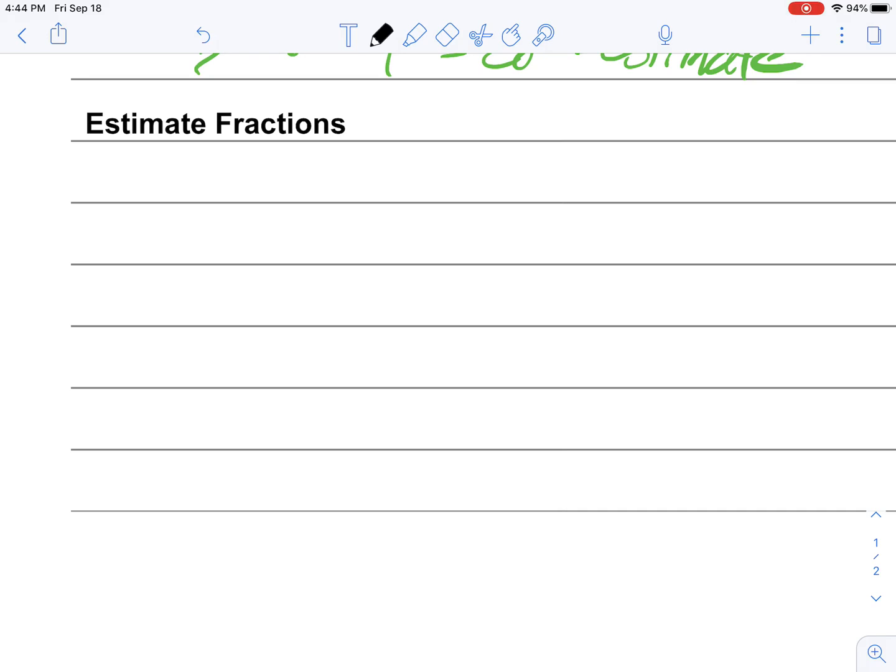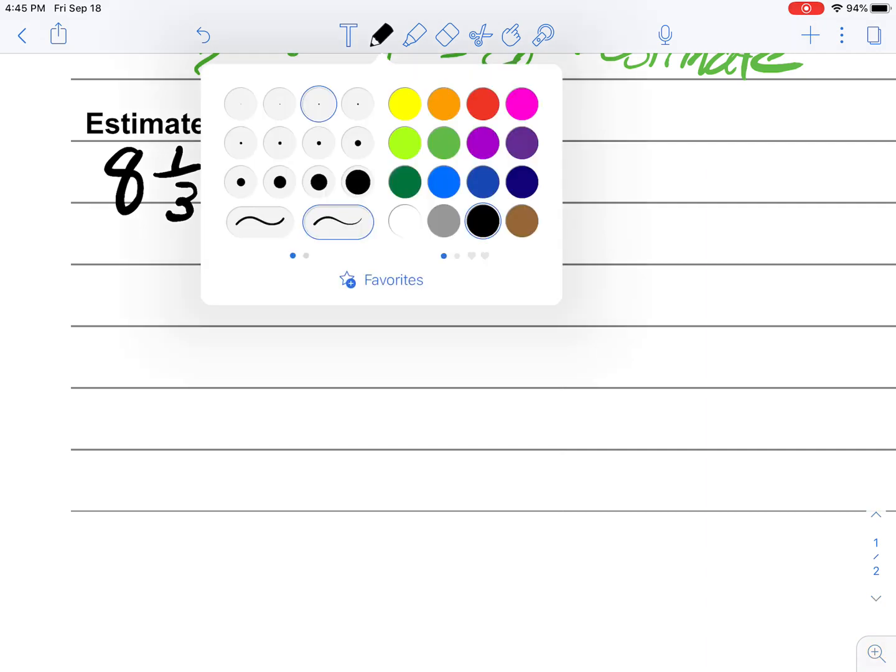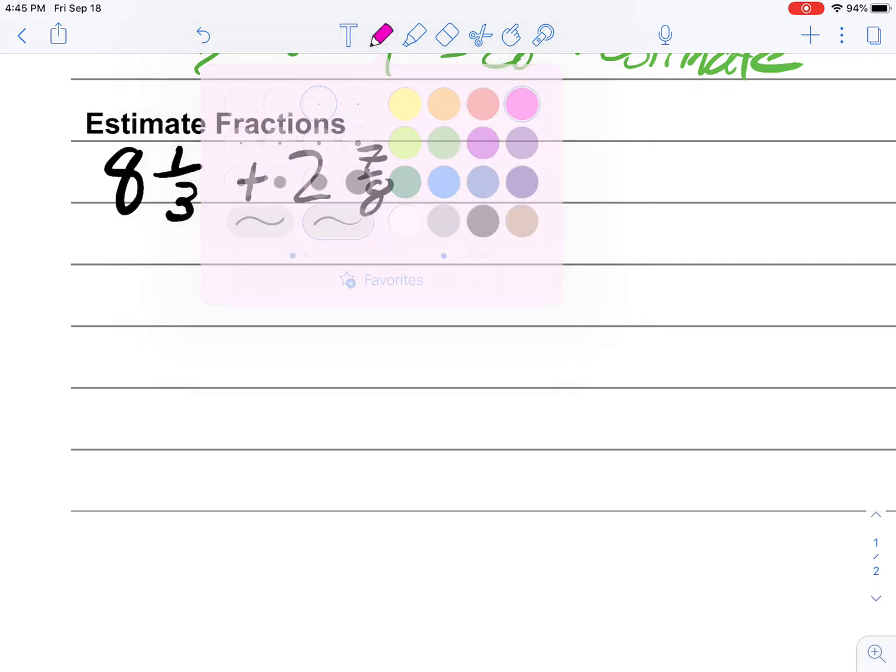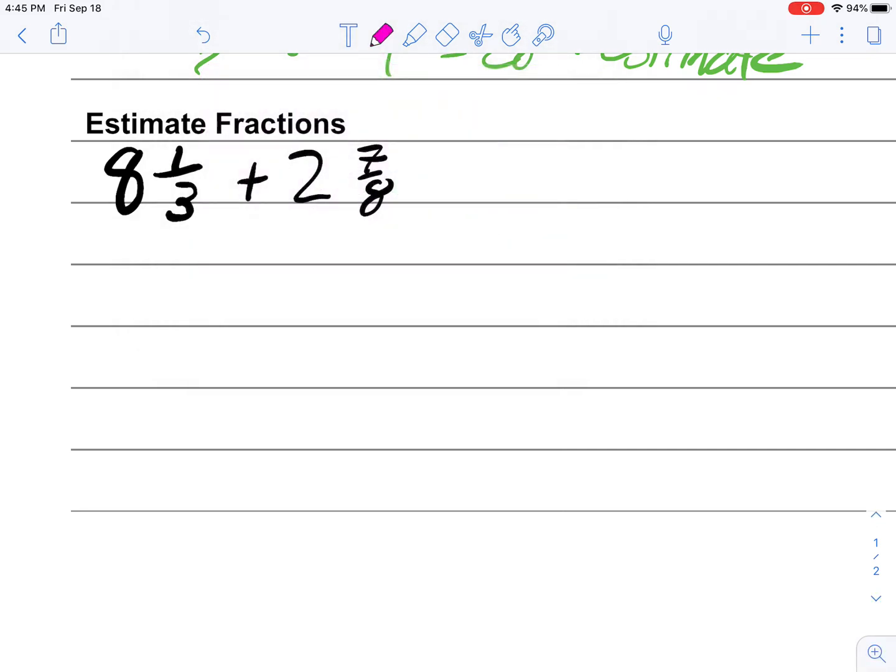Let's say I had 8 1/3 plus 2 7/8. Again, I want to find the closest whole number to each of these values. 8 1/3. Well, 1/3, I want to know, is that closer to 0 or closer to a whole? Well, 1/3, that is closer to 0 than to a whole.